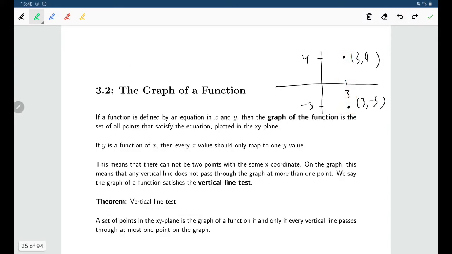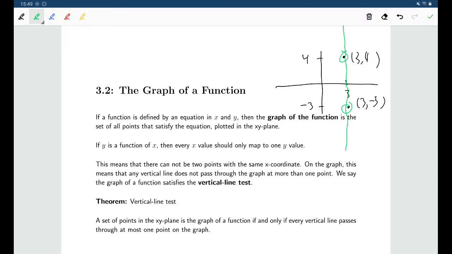And as far as the graph goes, that means that if I were to draw a vertical line through that x value, through the x value of 3, it would pass through my graph in more than one point. This is what I would say is called failing the vertical line test. The vertical line test would be where we try to see, would we have a vertical line that crosses through our graph in exactly one point, or are there vertical lines that cross our graph in more than one point?